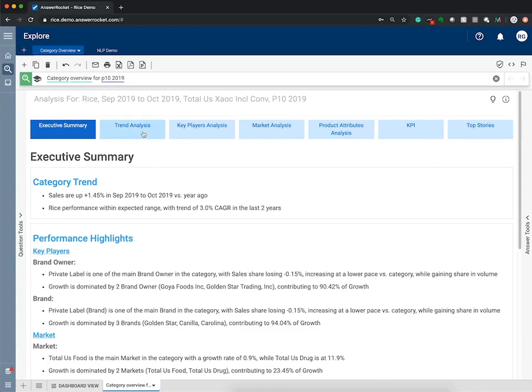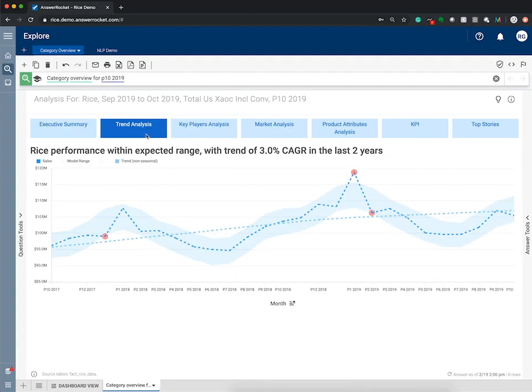From there, we can deep dive into each of the different analysis tabs. The first thing I get is some trend information on the entire category. I can see things like the sales. I can see the trend. That's a non-seasonal trend. I can also see where the model that Answer Rocket has used expects all of the sales values to fall, and anything outside of that light blue shading is identified as an anomaly with that red dot there, right? And I can hover and see what those sales exactly were for period 13 of 2017.